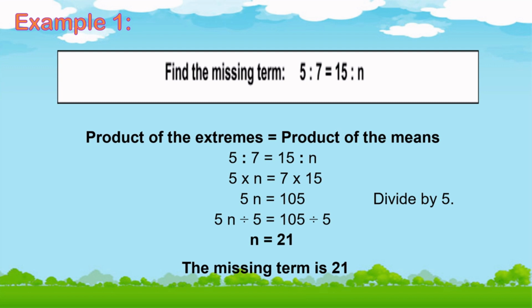Then, we will divide it by 5. So, 5n divided by 5 is n. Then, 105 divided by 5 is 21. So, the missing term is 21 or the fourth term is 21.